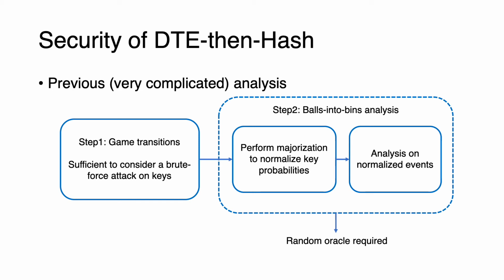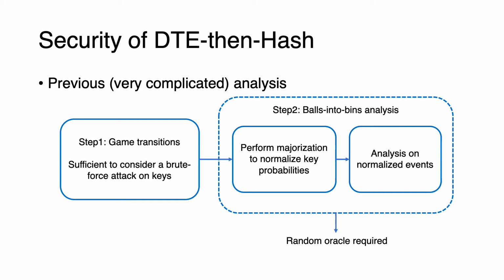The DTE-then-Hash construction has been proved to satisfy target distribution semantic security in previous work, but it involves a very complicated analysis. Let us take a brief look into this analysis. The first step is a series of game transitions. In the final game, the adversary's best strategy is to perform a brute force attack on all possible keys, decrypt using each key, and see if the predicate is more likely to be 0 or 1.